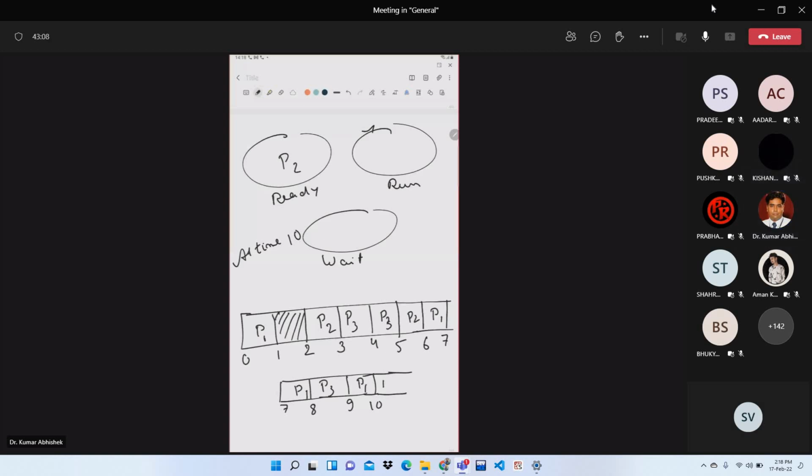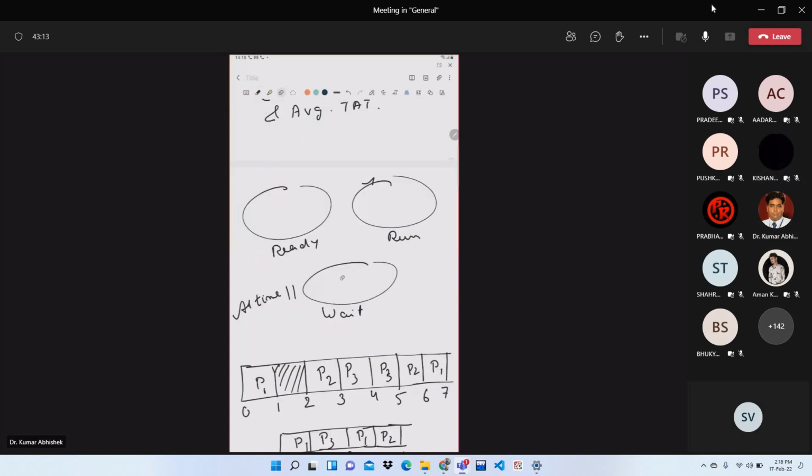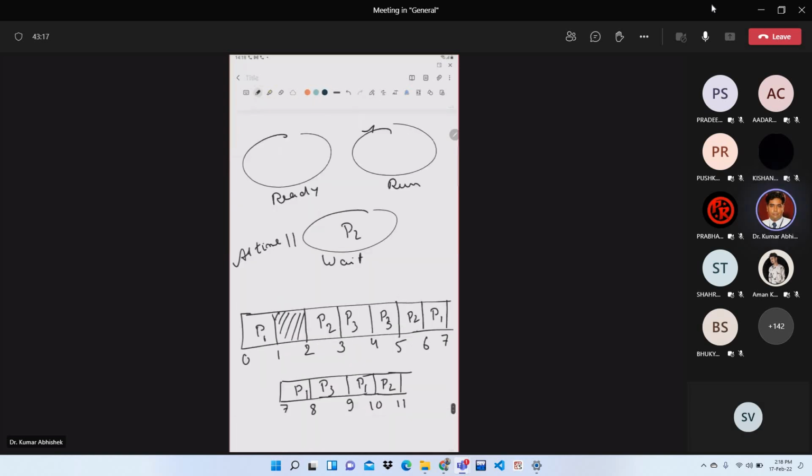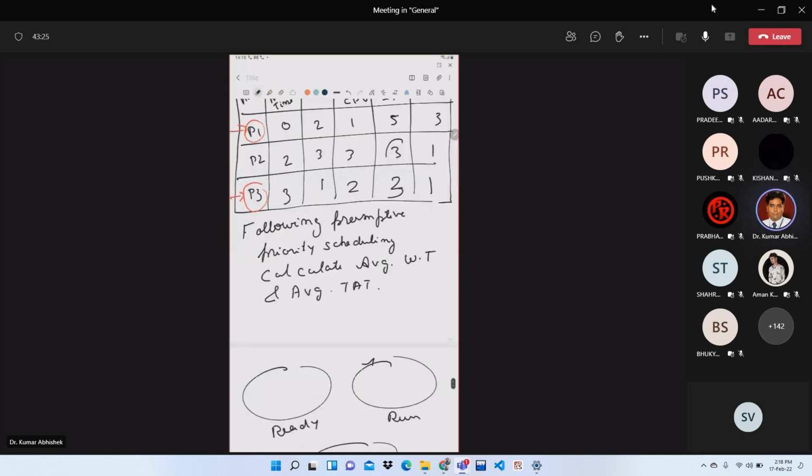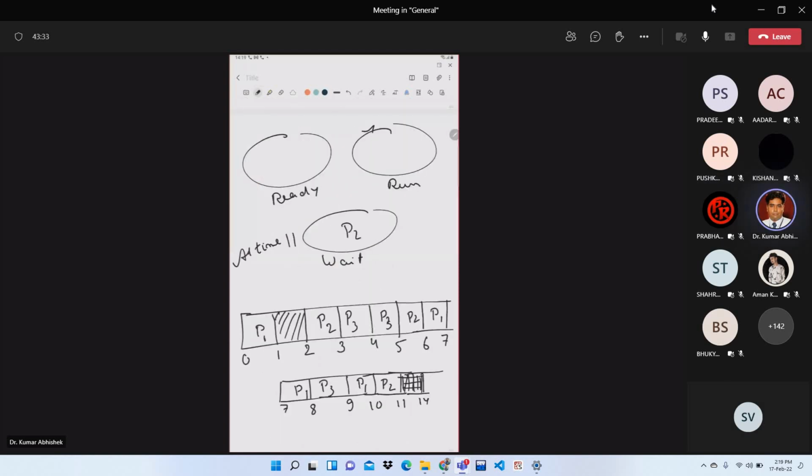P2 will move to wait state. What is the burst time of P2 in IO? In IO, we have 3. So 11 to 14. This is our idle state.